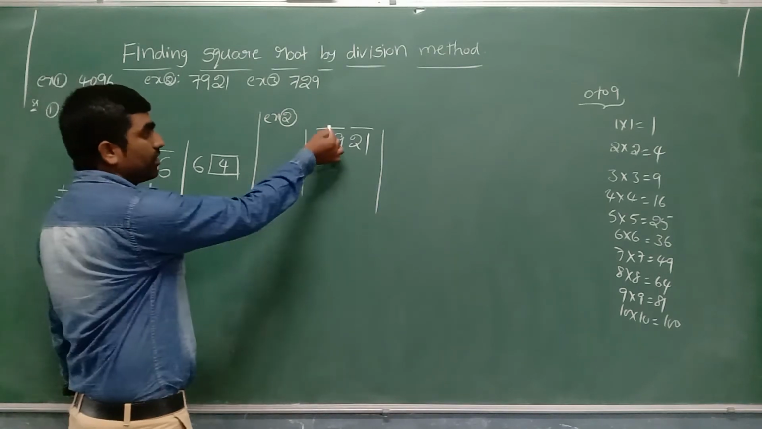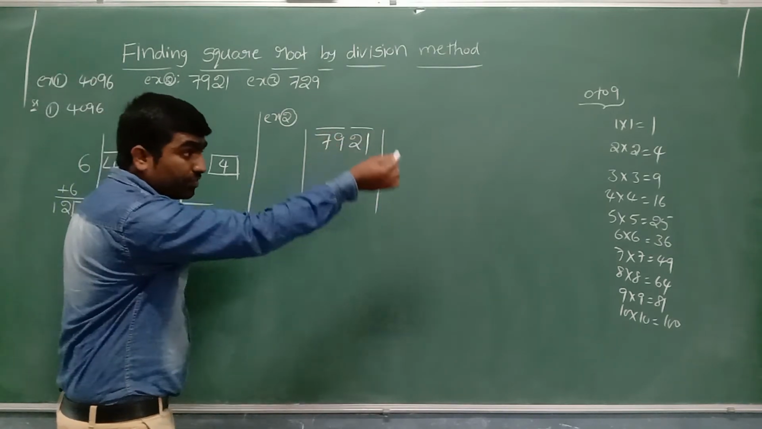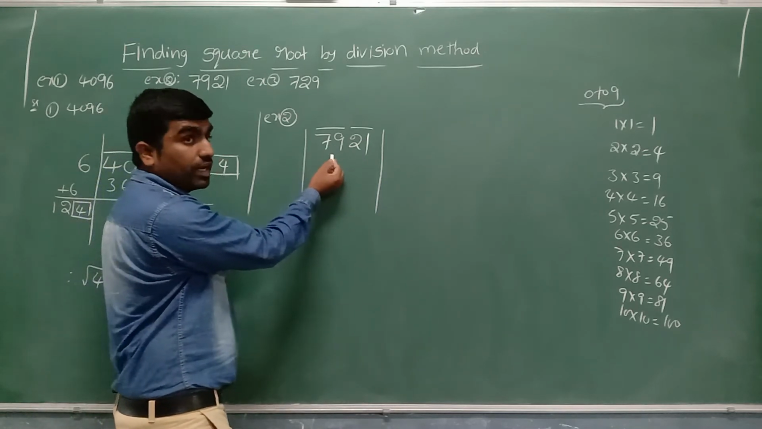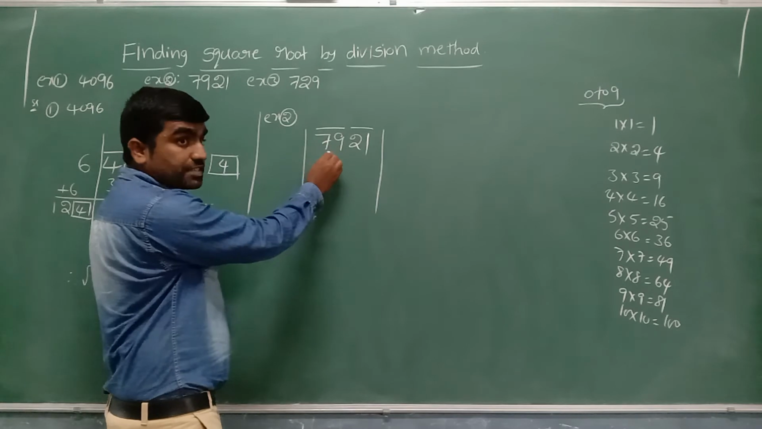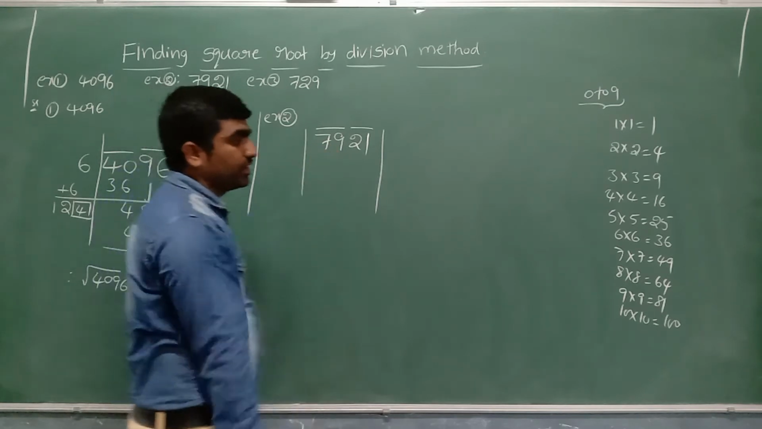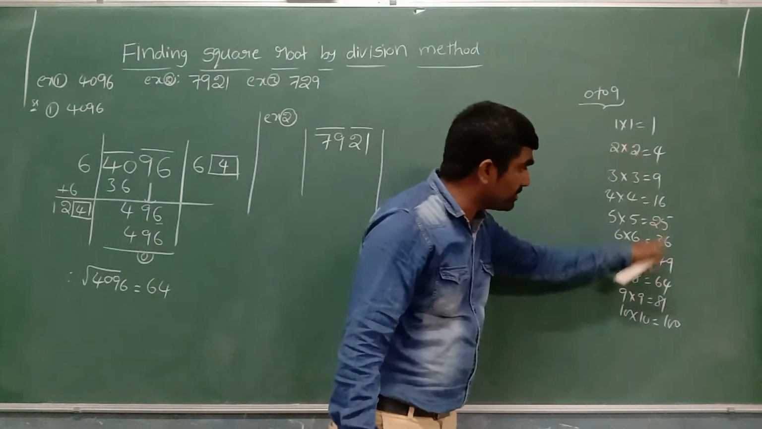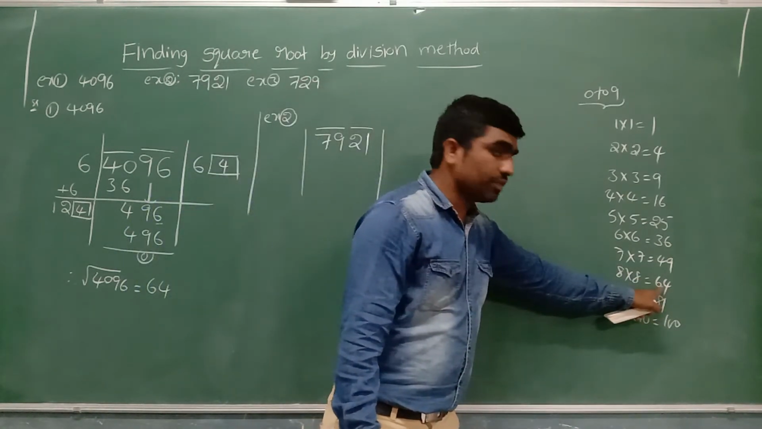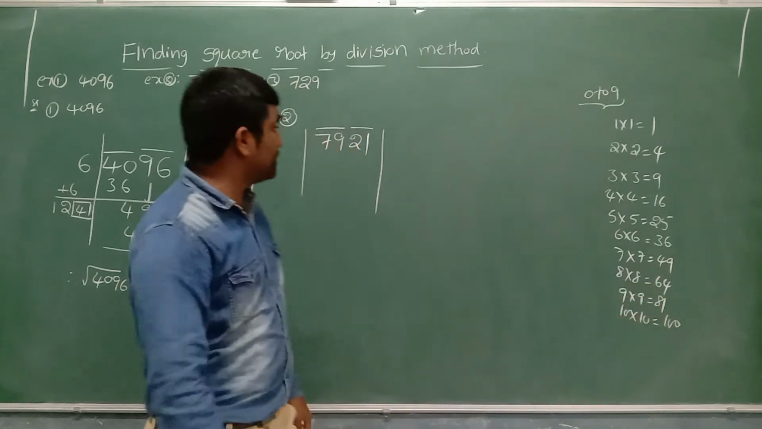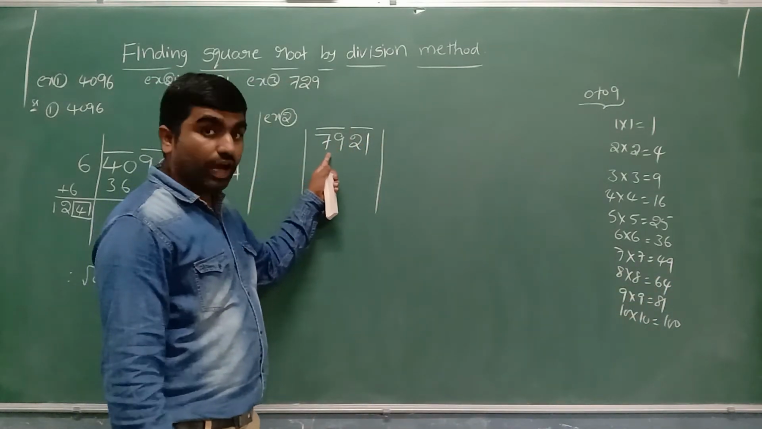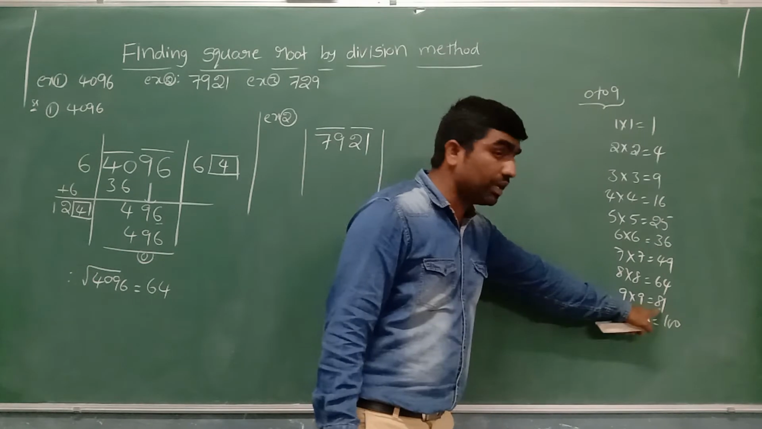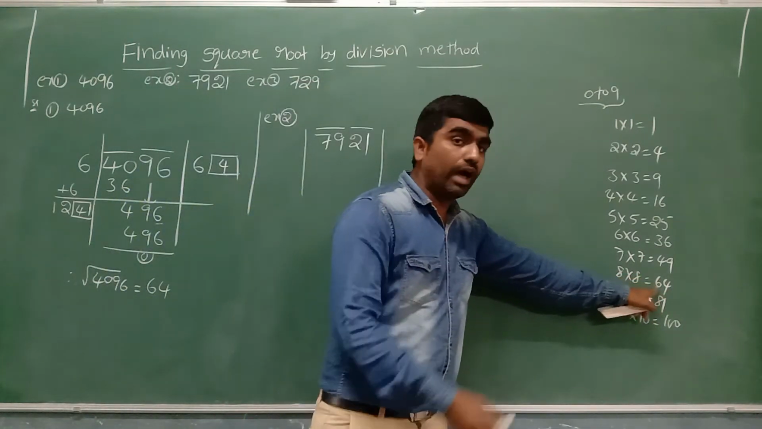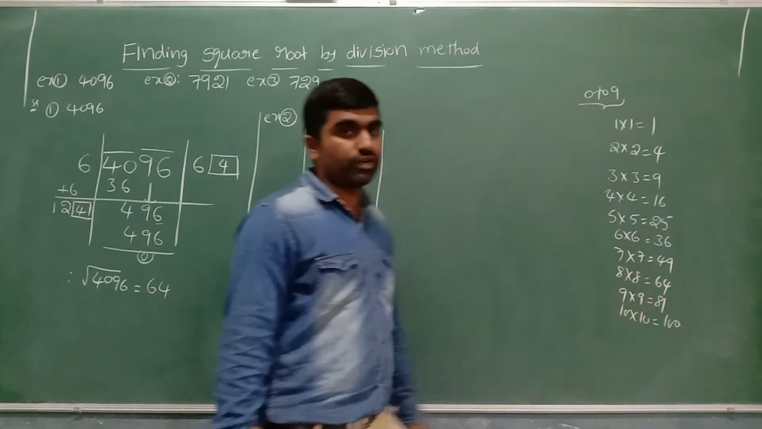Now below the first bar, you can see 79. Now identify the perfect square number which is less than, near to 79 or equal to 79. Now tell me which perfect square is less than and near to 79. You can see 64. 64 is the perfect square which is less than 79 and also near to 79. If I take 81, it is more than 79. Don't take more than. Either you can take less than and near, or you can take equal, that is possible.